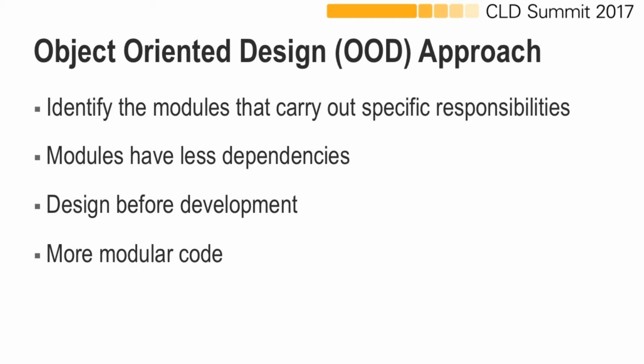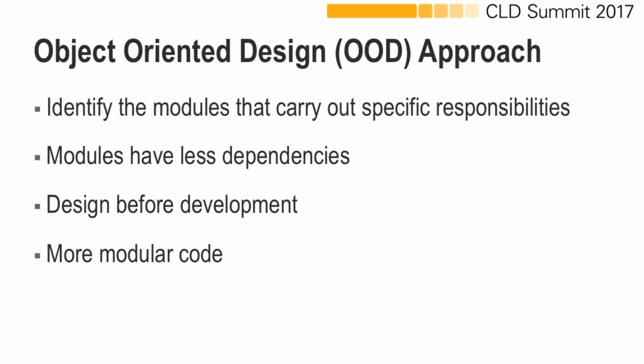Using the object-oriented design approach, we start identifying the modules that carry out specific tasks rather than writing code to execute them. This is the key difference between object-oriented design and task-based. When developing the module, a developer should consider making it highly cohesive with fewer dependencies to make it more modular.